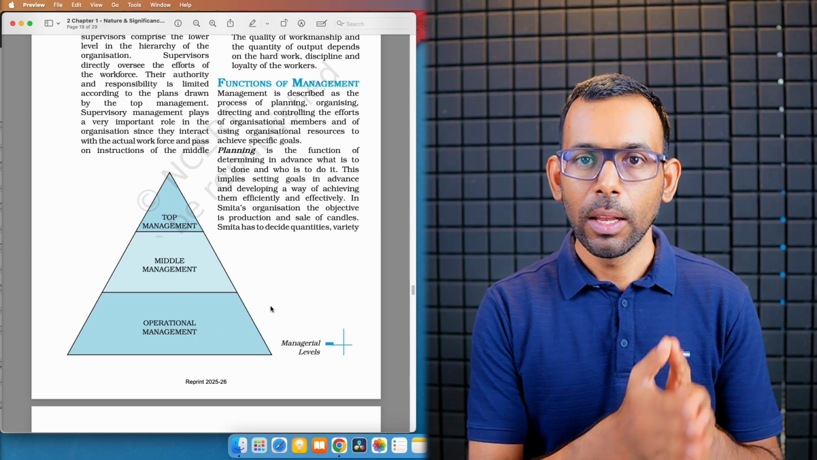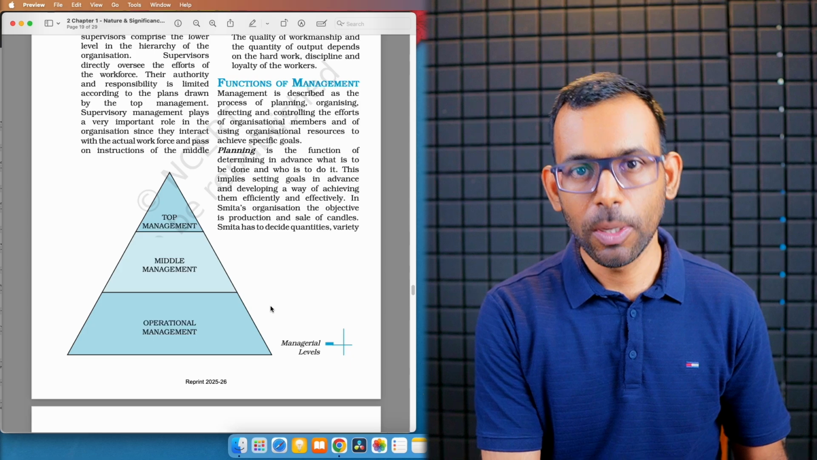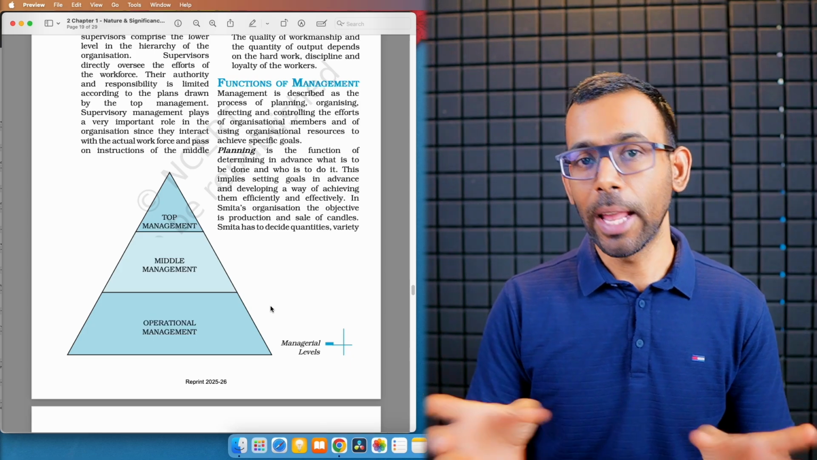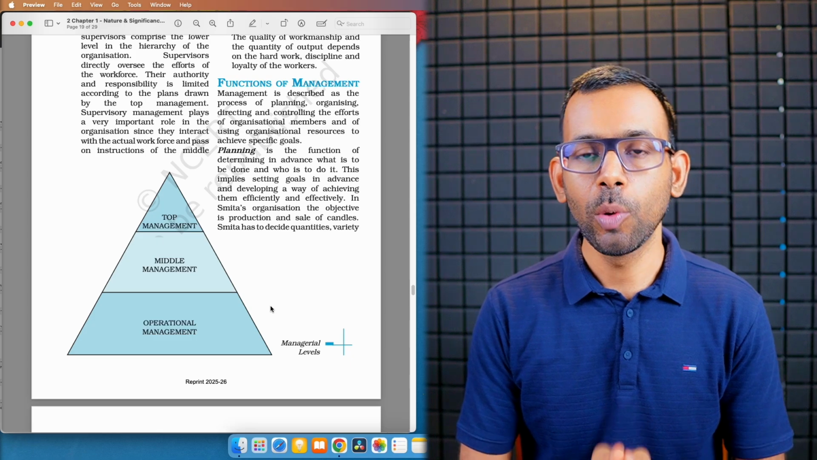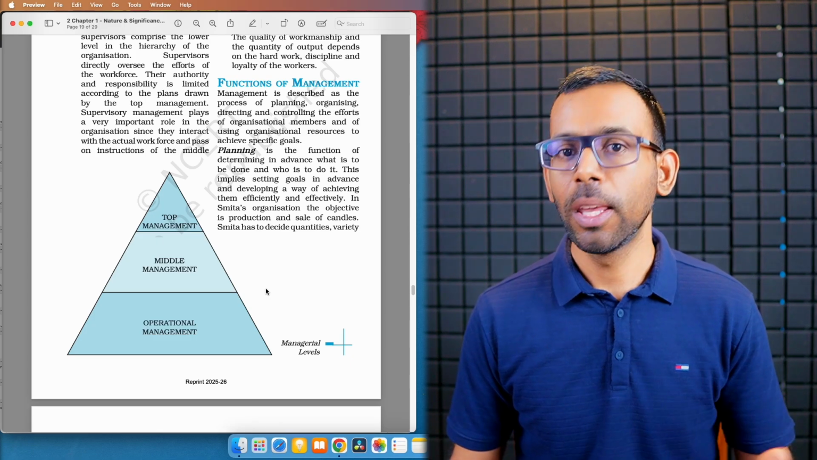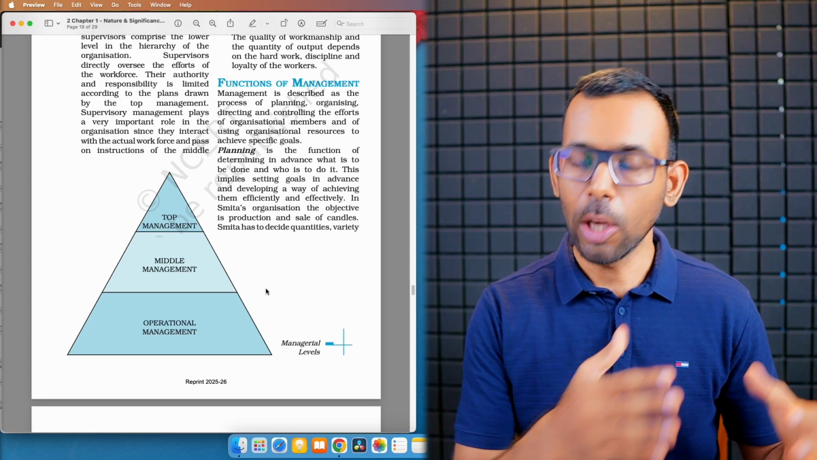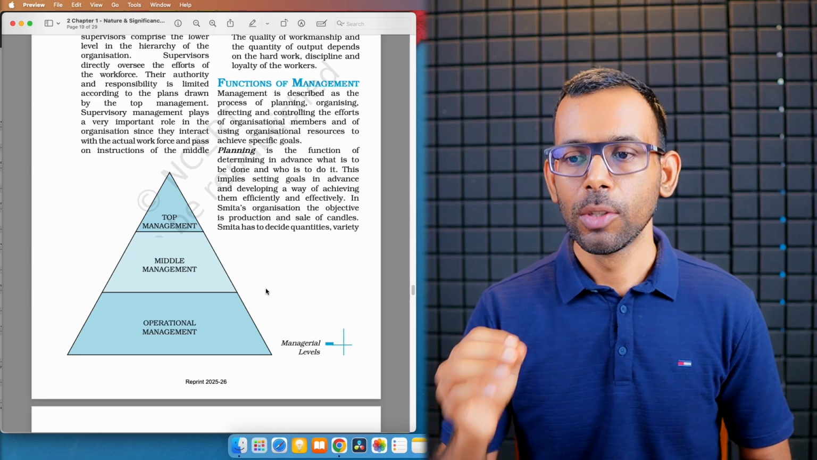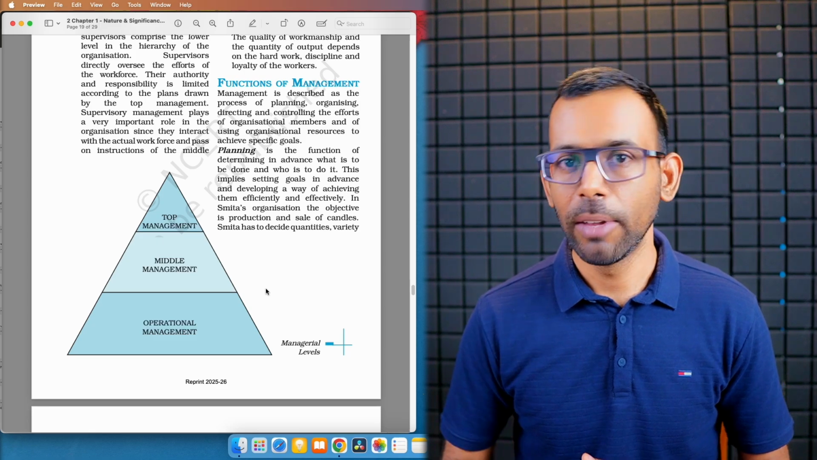So, first, let me explain what is top management. Then, I will explain what is operational level management. And with the help of those, it will be easy for you to understand what is middle level management. And then I will also give you an example of how the organizational structure looked in the company back where I worked. So first, let's talk about top level management.